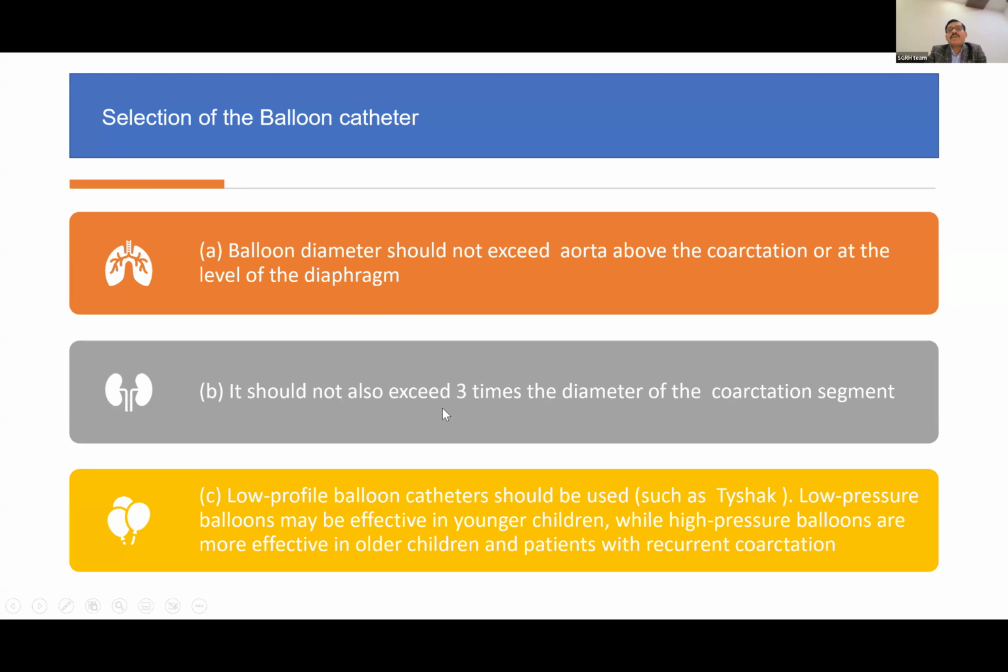It should not exceed 3 times the diameter of the coarct segment, otherwise you increase the risk of rupture. So two criteria you should keep in mind: not exceeding 3 times the minimum diameter, and not exceeding the diaphragm measurement and the measurement above the coarct segment. Now, remember this: a low profile balloon catheter should be used so as to use minimal sheath size. Mostly in younger children you can have low pressure balloons, whereas in older children you may need high pressure balloons, especially with the recurrent cohort. Normally, in the recurrent cohort, we tend to use higher pressure balloons.